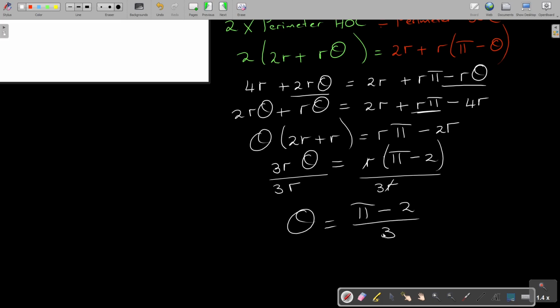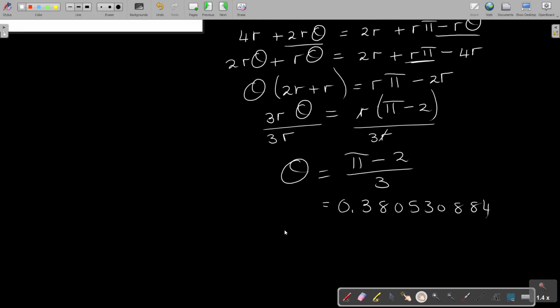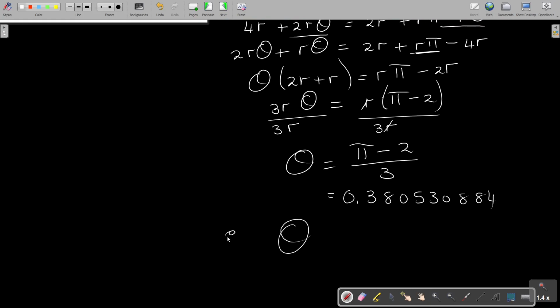And then I'm just taking my calculator, and it's always first good to write the full calculator display before you simplify. So shift the real pi, not 3.142, minus 2, divide 3 equals. And that is first the calculator display, 0.380530884. But don't forget, they said two significant figures. So therefore, theta equals 0.38. And that will be in radians.